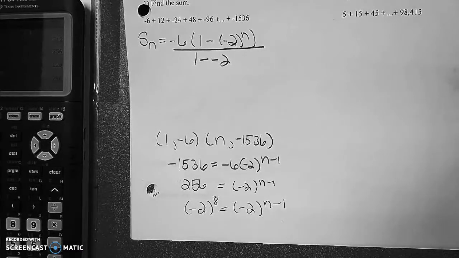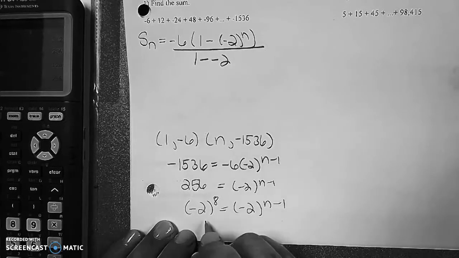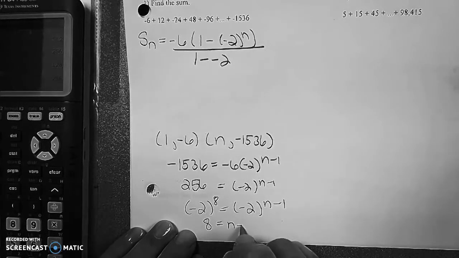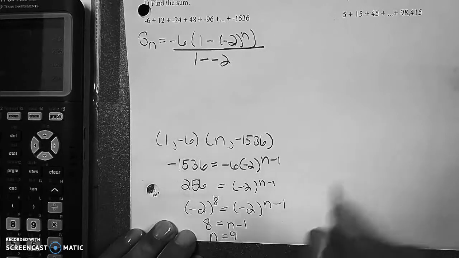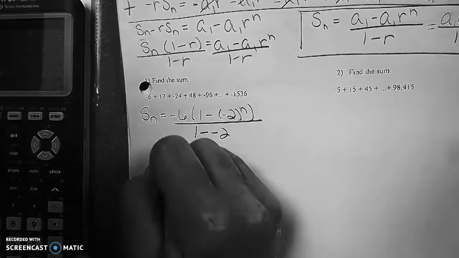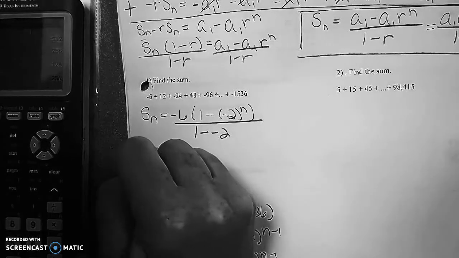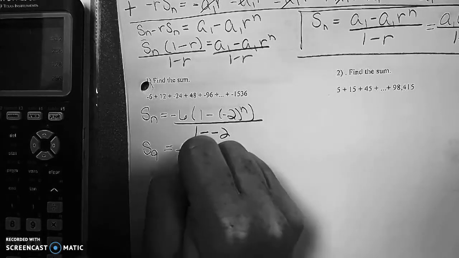It is 256. Since the bases are the same, in order to make this be an equation where one side is equal to the other, the exponents would have to be equal. So I end up getting n is 9. I now can find the sum. I'm looking for the sum of the first 9 terms.